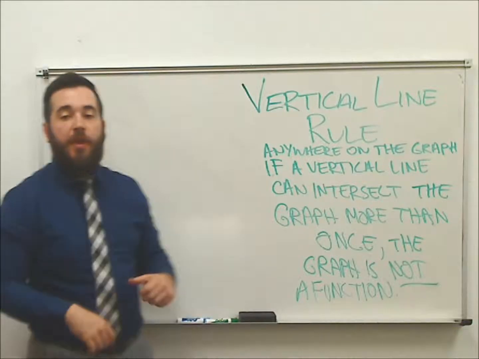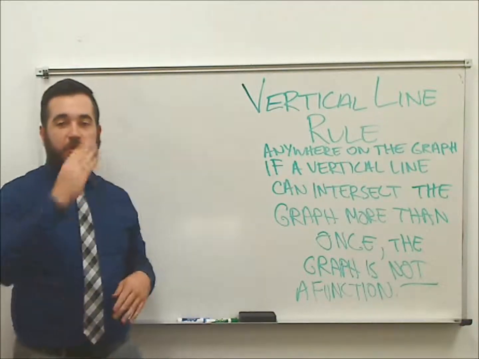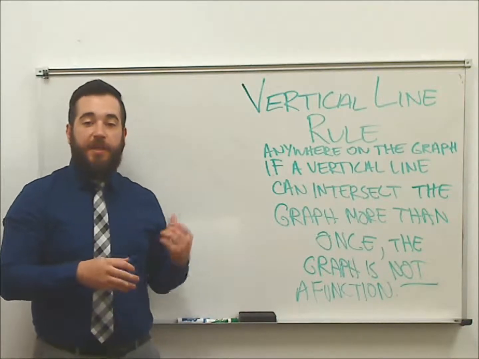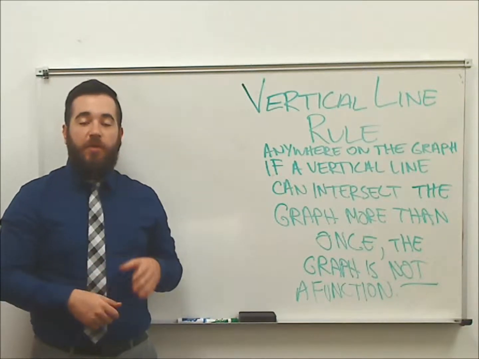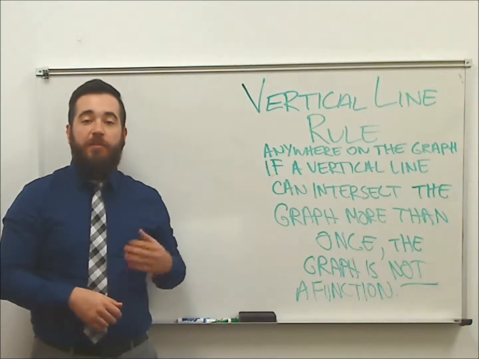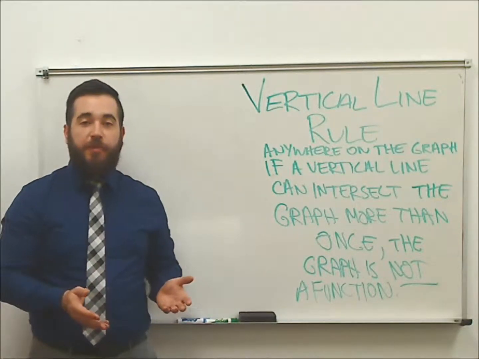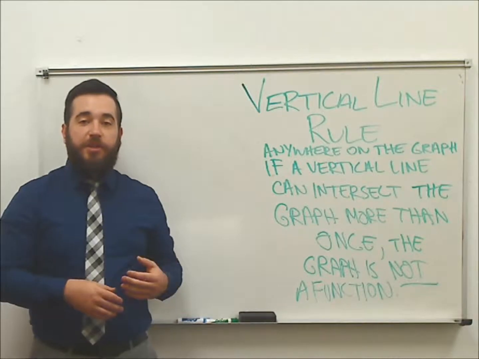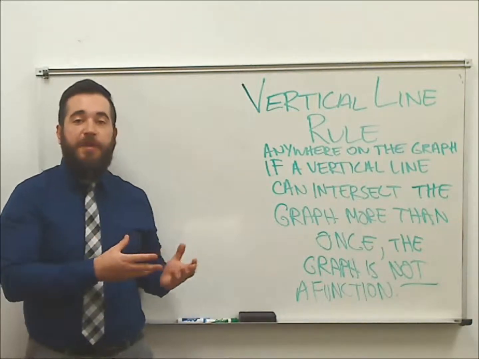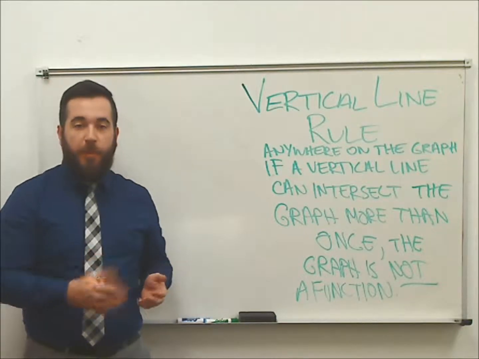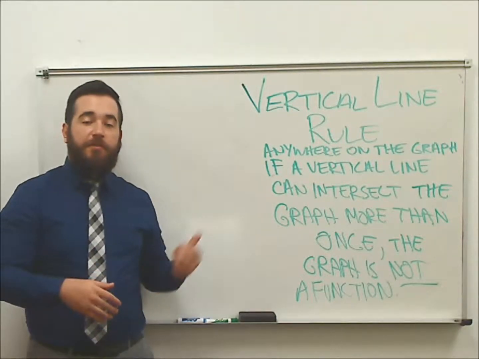So, anywhere on the graph, if you can draw in a vertical line and it crosses your graph more than once, like in the examples we did, that graph does not represent the graph of a function. It's just a graph of an equation. So remember, every equation that you can put on a graph isn't necessarily a function. It's just a graph. For it to be a function, apply the vertical line test.